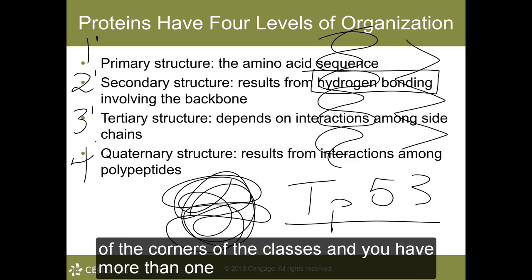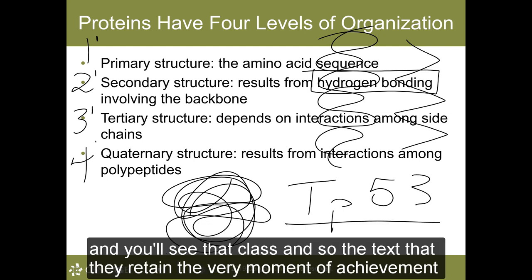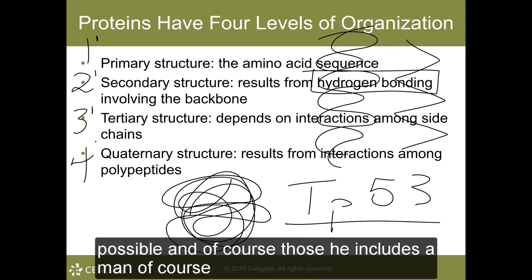And then finally, class, we get to the quaternary structure. And the quaternary structure, class, is when you have more than one protein bonded together, such as in the case of hemoglobin, with those, of course, differing heme groups that we have there. And you'll see that, class, shown to you in the text with that beta chain from the beta globin and the alpha chain from that alpha globin and, of course, those heme groups.